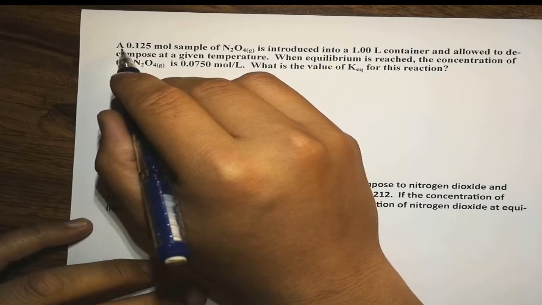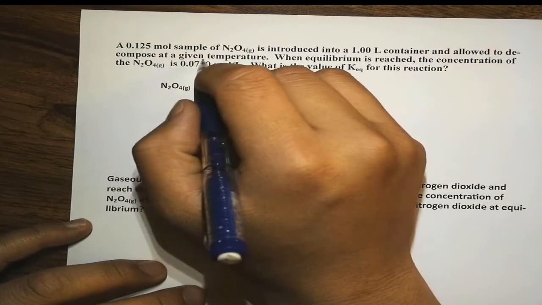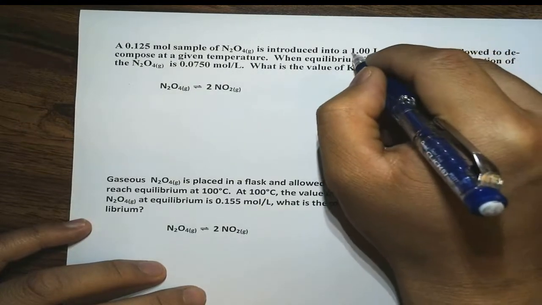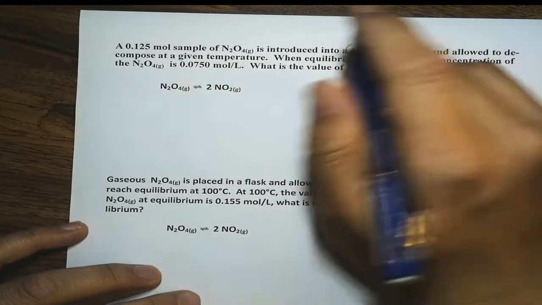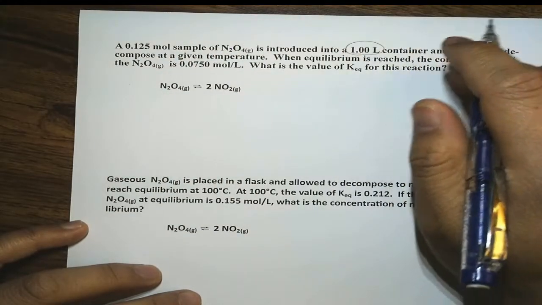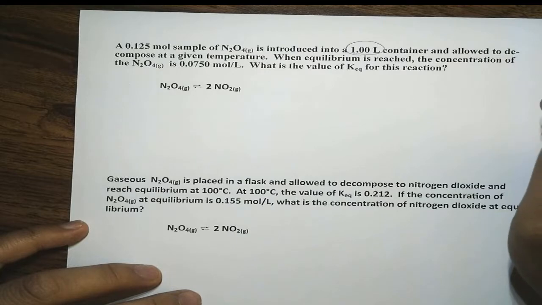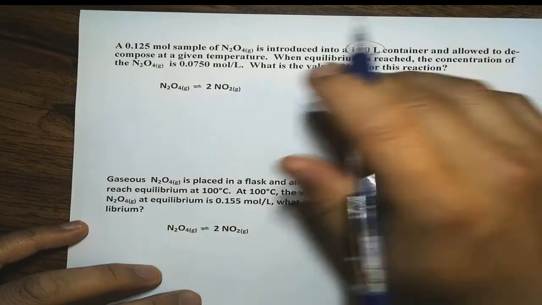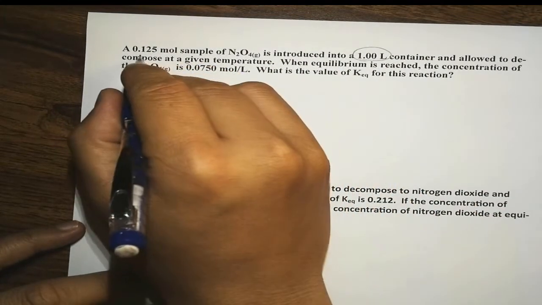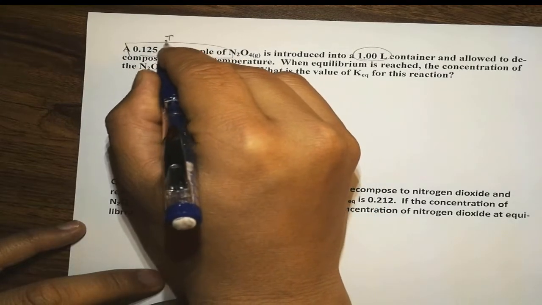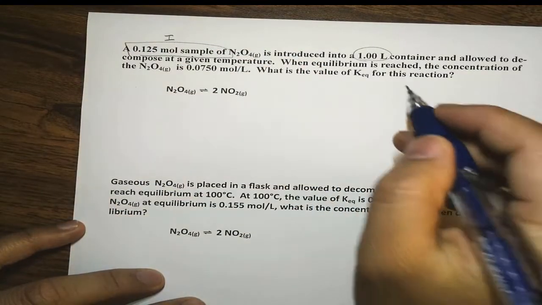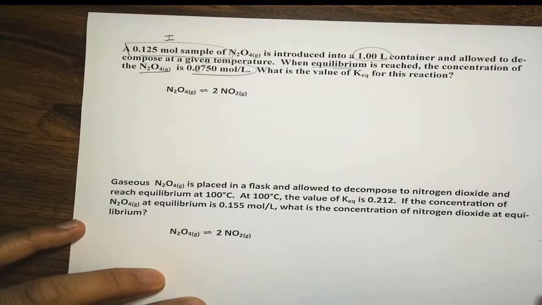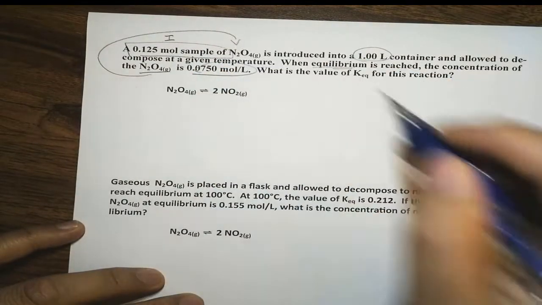Let's try another problem. Here we have a 0.125 mole sample of N2O4 introduced into a 1 liter container. This is very important, because if it's not 1 liter, you have to solve for the molarity. It is then allowed to decompose at a given temperature. When equilibrium is reached, the concentration of N2O4 is given right there. This tells you that 0.125 is your initial, how much sample you have at the beginning. But at equilibrium, we have this concentration of N2O4.